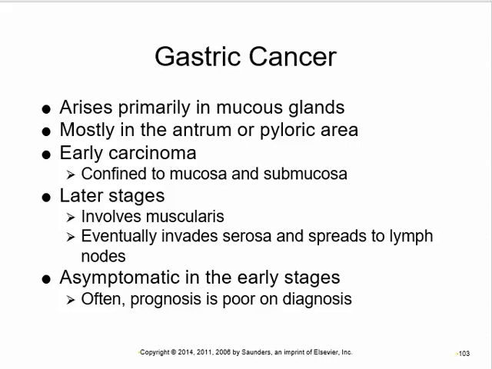The epithelium of the stomach is almost entirely glandular, and so gastric cancer can happen because of mucus glands. It's usually in the pylorus, the antrum. It starts in the mucosa, into the submucosa, but it starts then later to erode into the muscularis and invades that way. And if it invades into the serosa, then we start to get metastasis via lymph nodes.